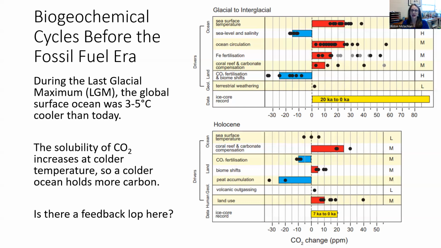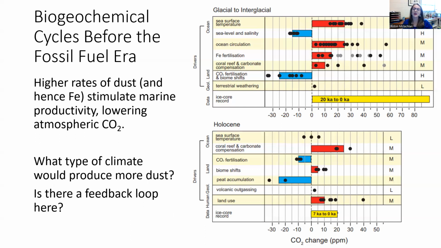So we know by looking at the end of the last glacial maximum that as water warms up, it can hold less carbon. And I ask you, is there a feedback loop here? Yes, there is a feedback loop, right? Because the warmer it gets, the less carbon the ocean can hold. So the more carbon is going to stay in the atmosphere, the warmer it gets, and so on and so on and so on. And we are stuck in this positive feedback loop where it gets hotter and hotter and hotter.